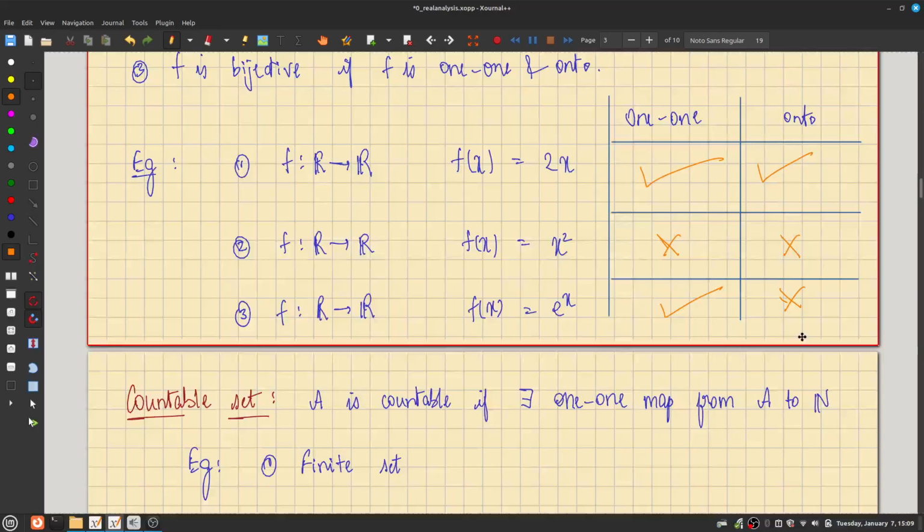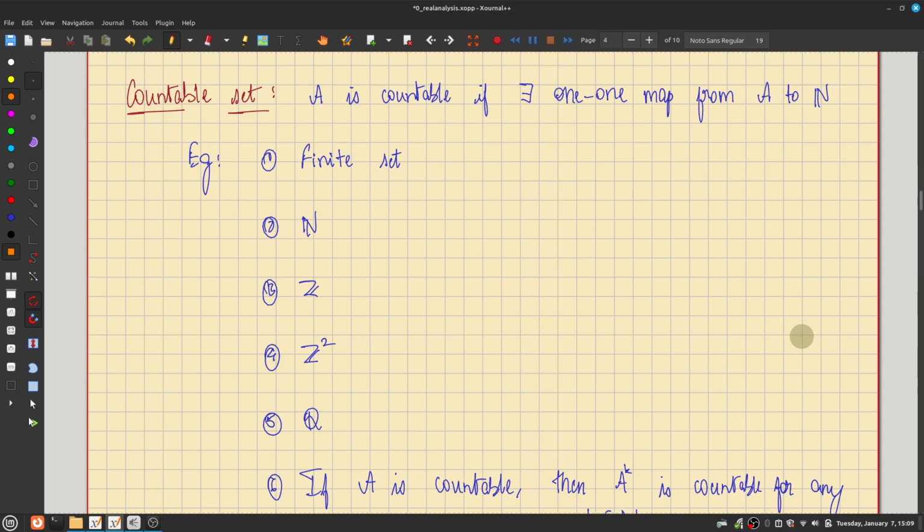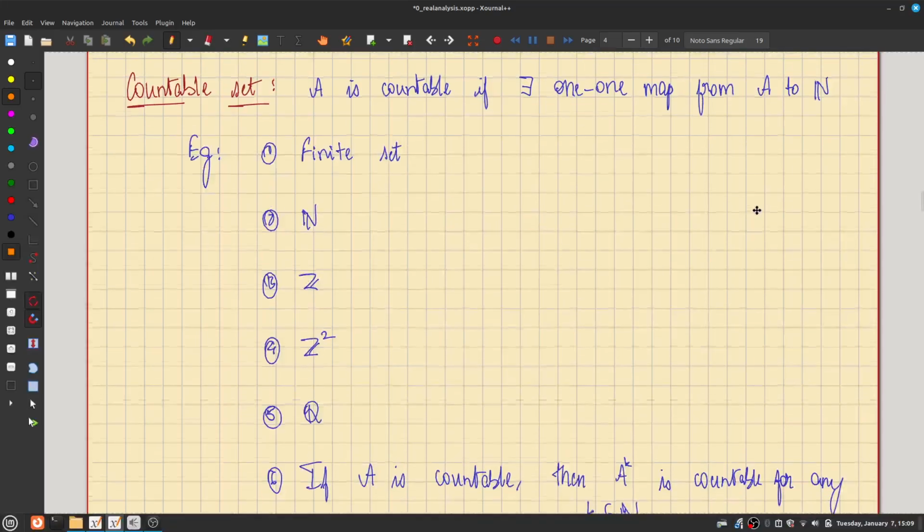Great. So that was some basics. Now again, we'll use this to define what is called a countable set. So we say that a given subset could be a subset of R, it could be a subset of Rn, it could be arbitrary. So this set is said to be countable if you can find a 1-1 map from this set to the set of natural numbers.